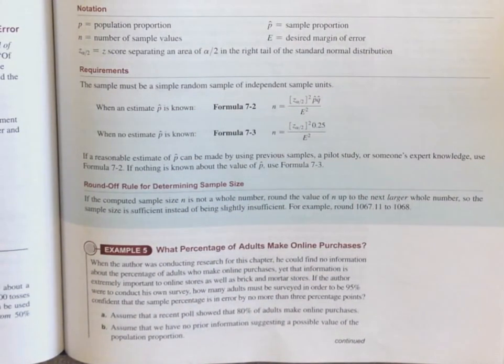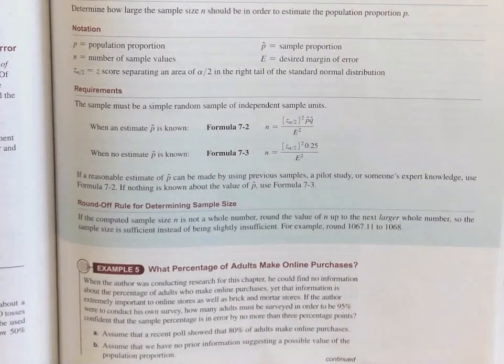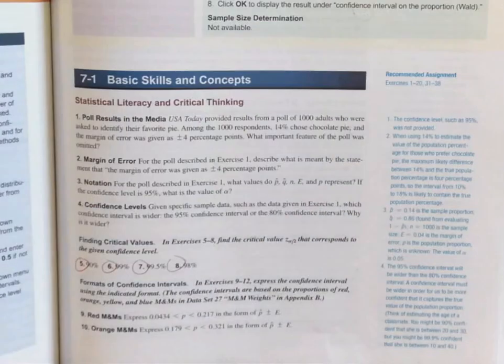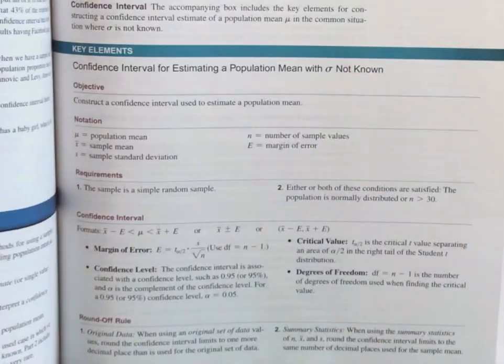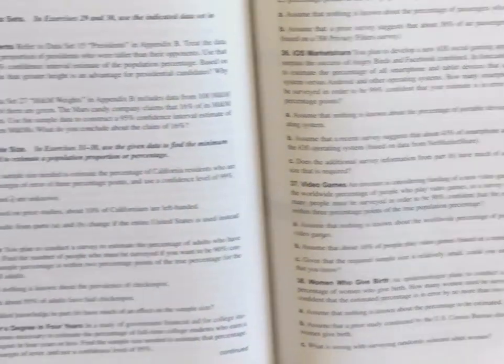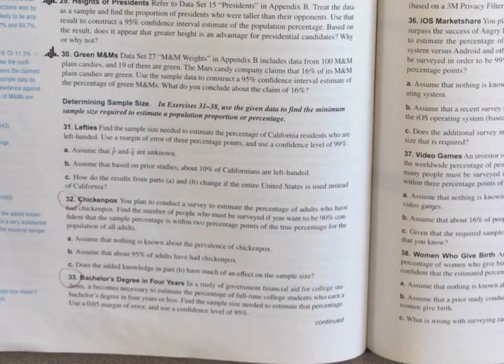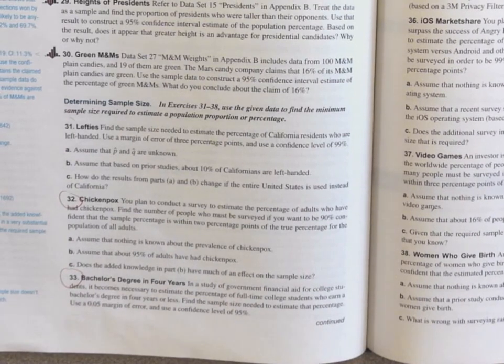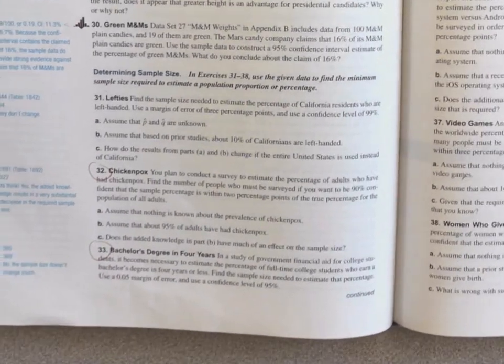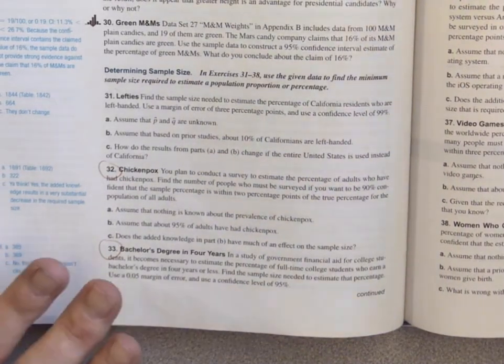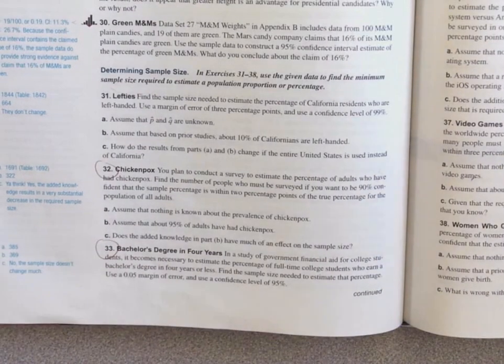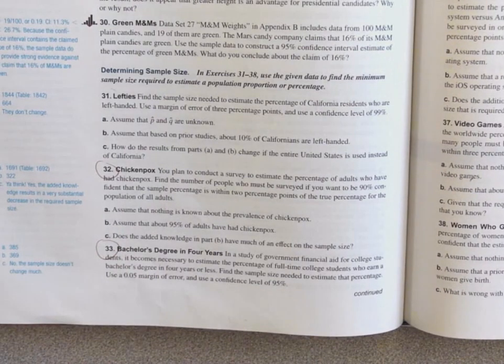Okay, so let's do it. It says in 31 through 38, find the minimum sample size required to estimate the population proportion or percentage. And let's do chicken pox. It says, you plan to conduct a survey to estimate the percentage of adults who have had chicken pox. Find the number of people who must be surveyed if you want a 90%.